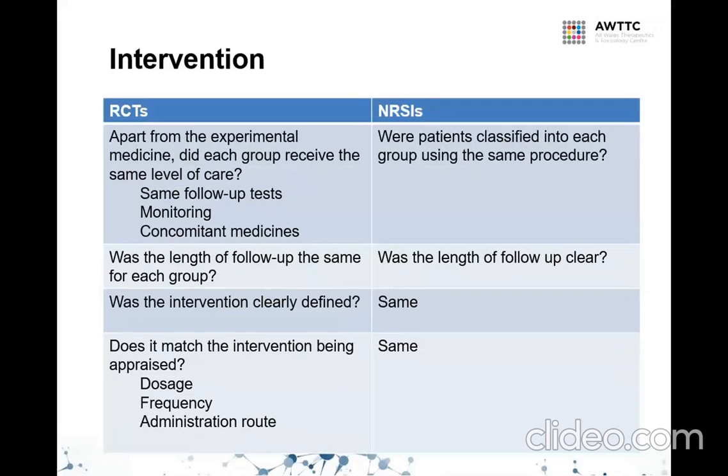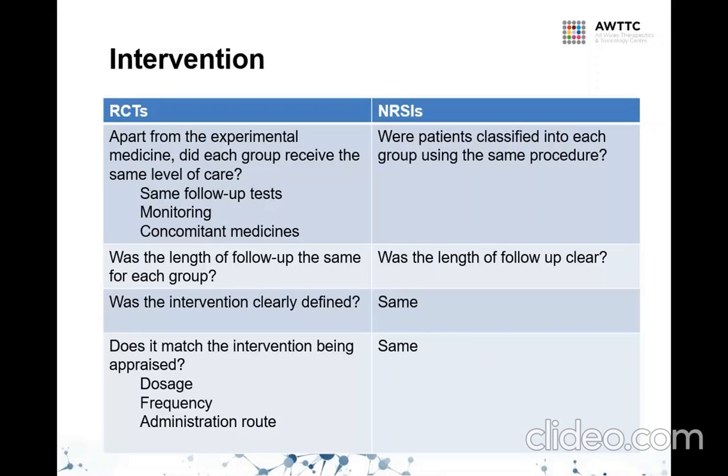We want to check that aside from the medication or the intervention of interest, were there any differences between the two groups for the remainder of the care that was provided? So was there any unbalanced provision of additional interventions or co-interventions? Or are there any differences in these co-interventions between the groups? The length of follow-up should also be the same for each of the groups. We'll also check for any other protocol deviations.